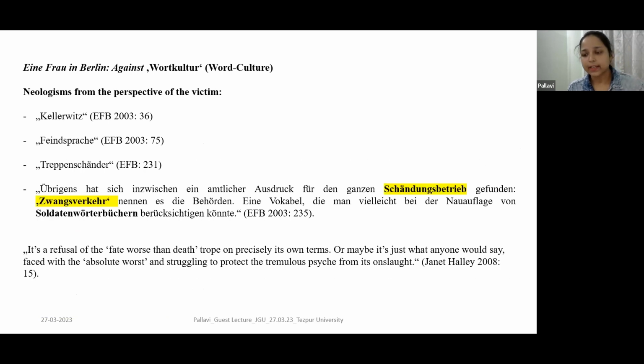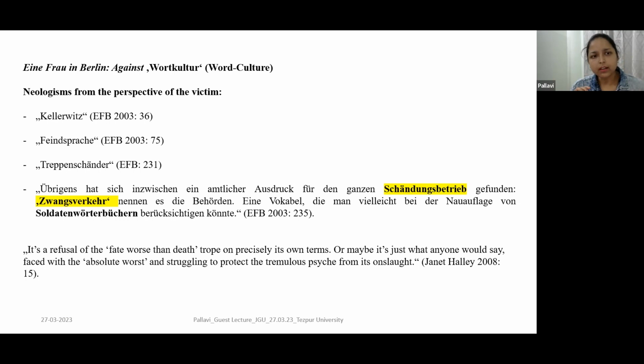And she's also taking a stand against the word culture that we have talked about earlier. The existing language is not providing her appropriate words in order to talk about her experiences. That's why you will see lots of use of neologism in the diary from the perspective of the victim. For instance, one neologism here is Kellerwitz. Keller means basement, I've deliberately not translated it, and Witz is joke.